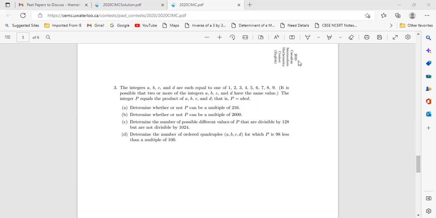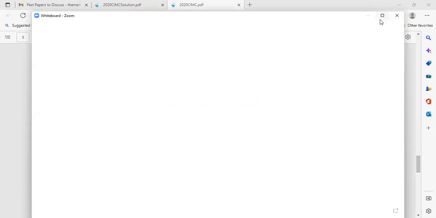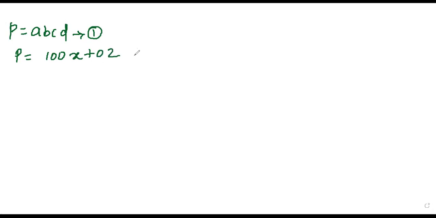This question is a little huge. I'll try my best. Okay, so P is A times B times C times D. Let's assume this is equation 1 first. And they also told you that it is 98 less than a multiple of 100, which means P is equal to 100x plus 02. So this is going to be equation 2.